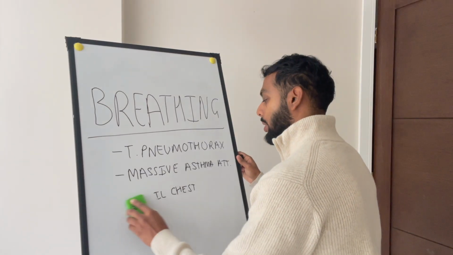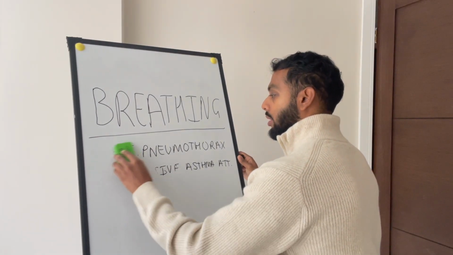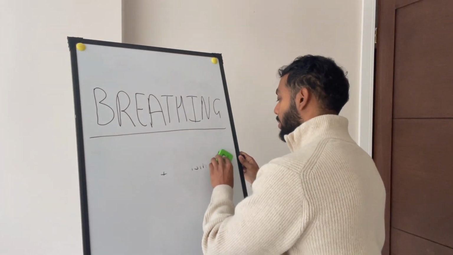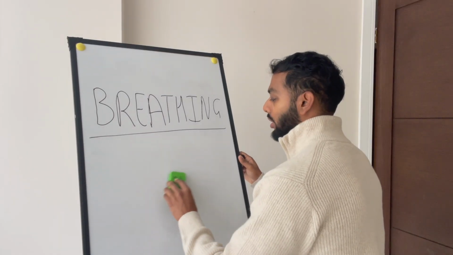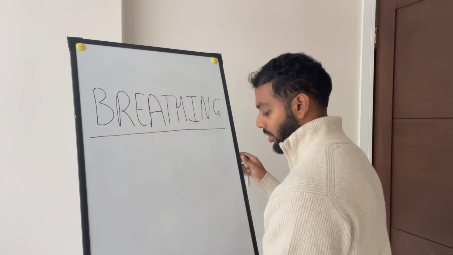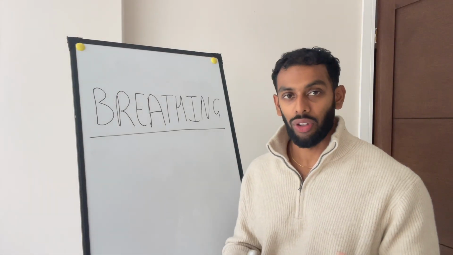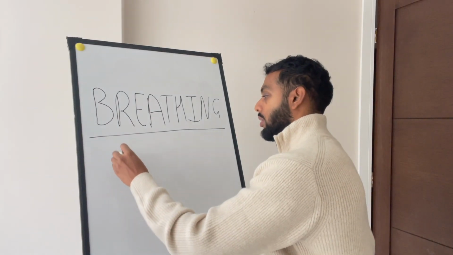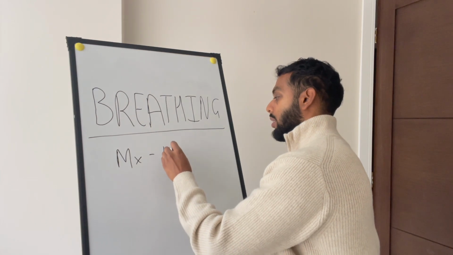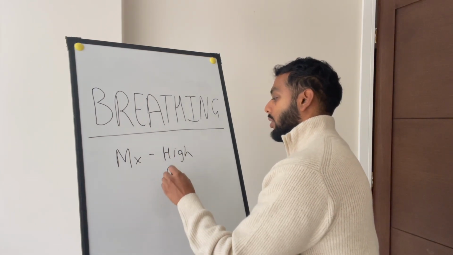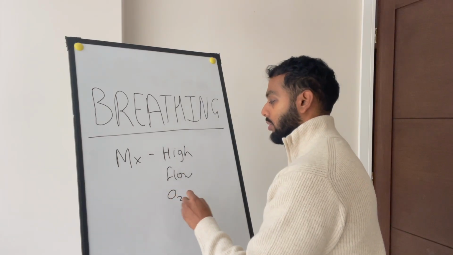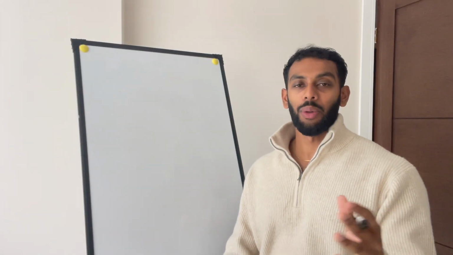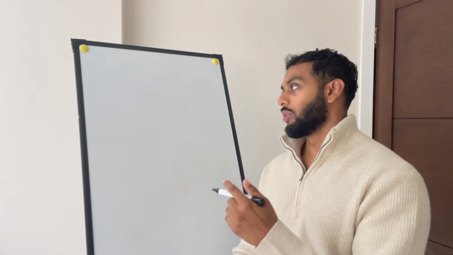Now, like I mentioned earlier, the management at the level of breathing is simple. If there's a problem with breathing, that means your body is not getting enough oxygen naturally. So how do you solve that problem? You give the patient more oxygen. So the management is high flow oxygen. Simple. So now we're happy with airway and breathing, we move on to C.